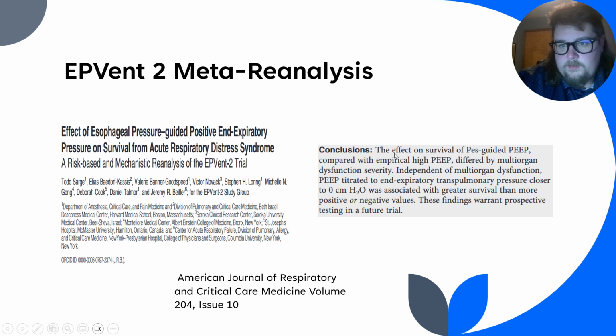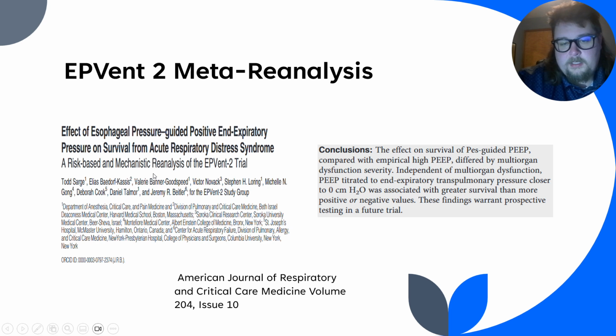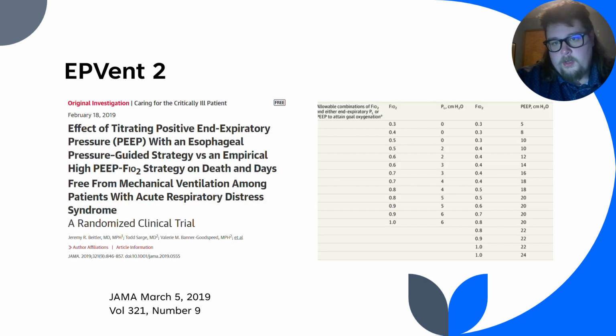The effect on survival of the esophageal manometry group differed by multi-organ dysfunction severity, independent. Basically, they ended up saying that it was a positive study. PEEP titration of the end-expiratory transpulmonary pressures closer to 0 was associated with greater survival than more positive or negative values. So if you go back to this last one, this was actually the negative study, with the mortality rates being about the same, and they're saying that actually if you do target that 0 transpulmonary pressure, you do have better outcomes.